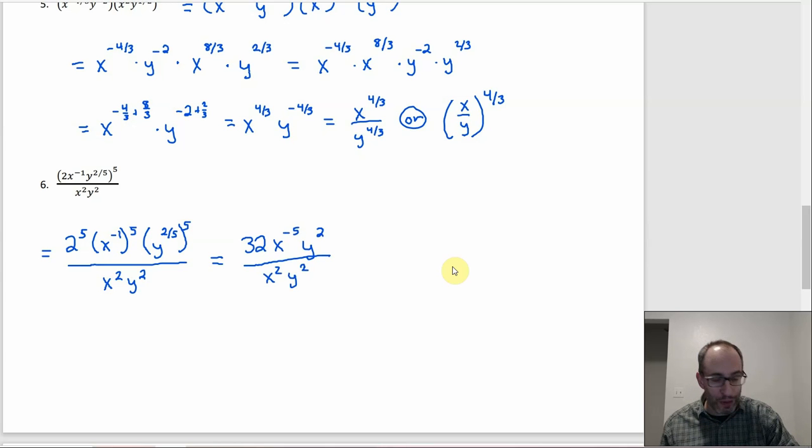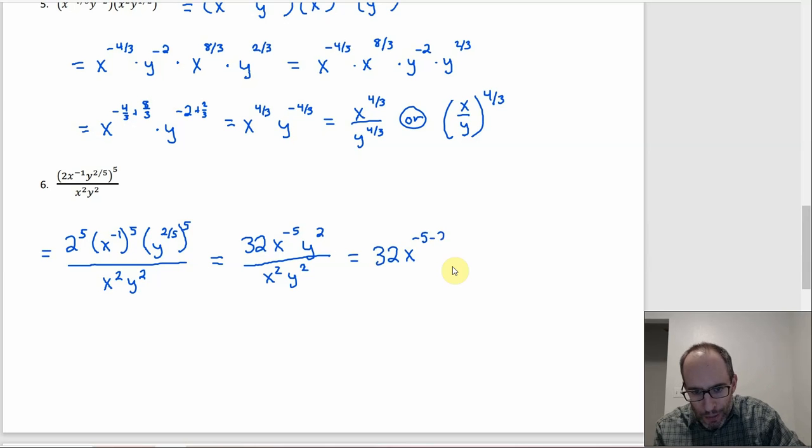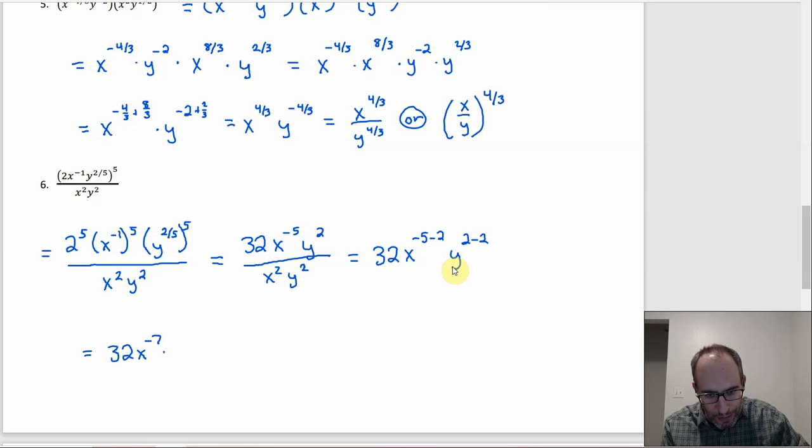And now we can do that thing where we subtract the exponents since we're dividing, right? We got the same base. So the 32 is just there, right? I mean, I guess you could argue it's 32 over 1, if you want to think of there being a coefficient of 1 in the denominator, that is true. But then we'd have x raised to the power of negative 5 minus 2. And then we'd have y raised to the power of 2 minus 2. So that means we're going to have 32x to the negative 7th times y to the 0. But y to the 0 is just 1. So we'll have 32x to the negative 7 times 1, or just 32x to the negative 7th.